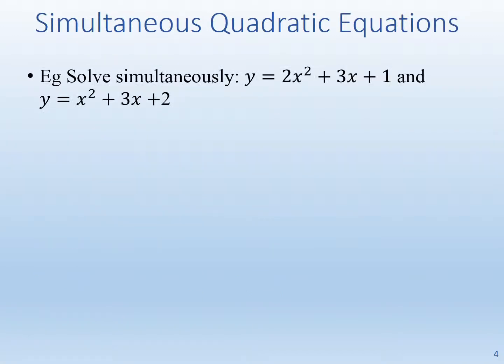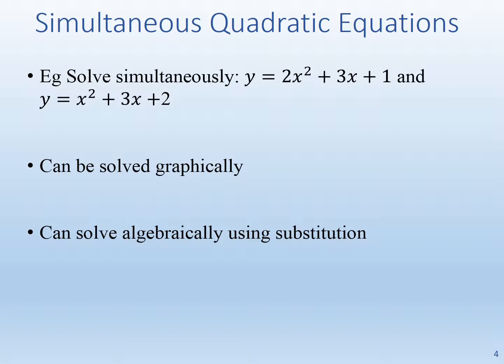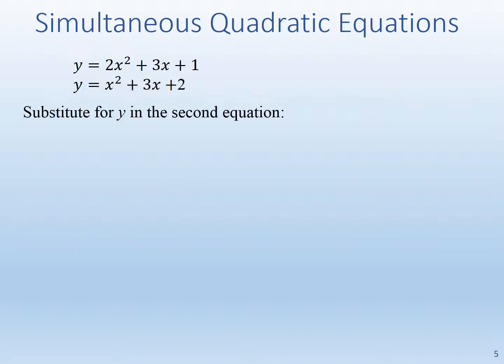In this example, we have two quadratic equations that we solve simultaneously. And once again, we can solve these graphically. But our preferred method is the algebraic method using substitution. We can equate those two equations now and we'll get this equation just in x. Putting everything over on the left hand side, we'll get x squared minus 1 equals 0, and that gives us a solution of x is plus or minus 1.